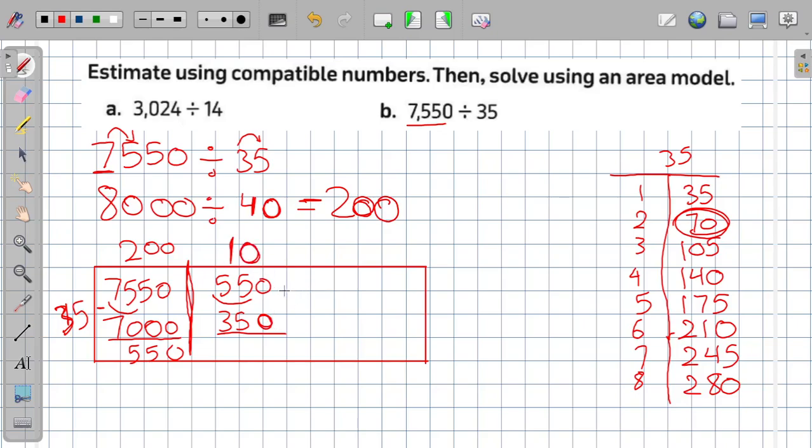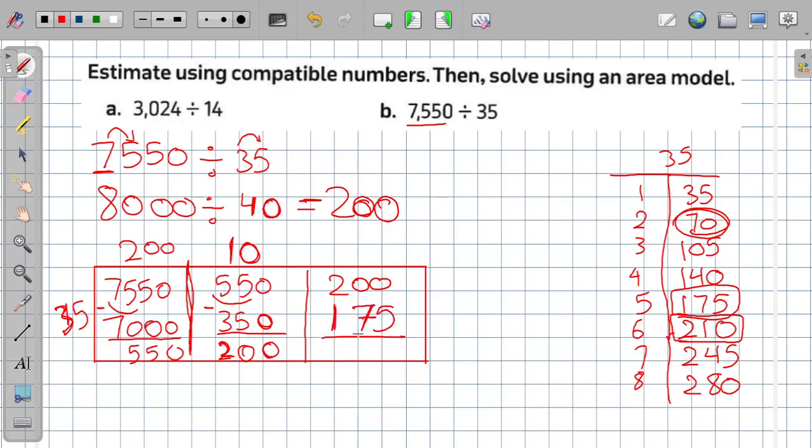Okay. Next, I will subtract the two numbers. So I have 0 minus 0 equals 0, 5 minus 5 equals 0, and 5 minus 3 is 2. So I have 200 here. So let's write 200 here. In the times table, I will find that I have 175 and I have 210, but I don't have 200. So I will write the number that is less than 200.